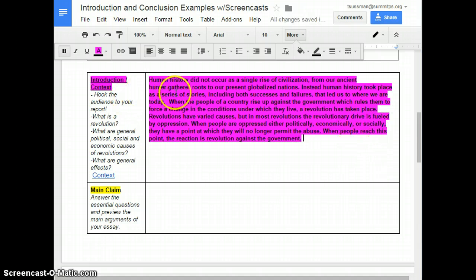So I'm doing much more than one sentence per thing. So I did my hook in the first 2 sentences. I did my revolution definition in the 3rd sentence. And then the 4th, 5th, and 6th sentences are all about the causes of revolution. I'm going to end it with the 6th sentence.